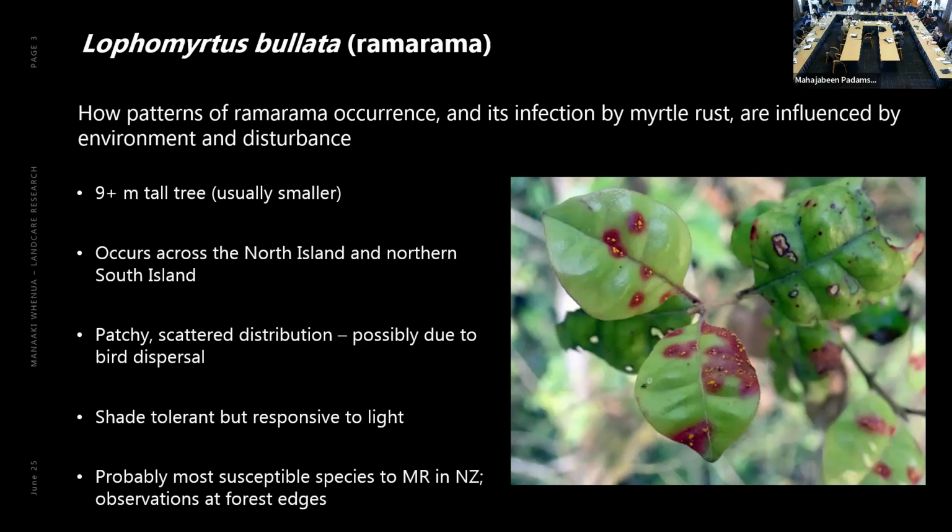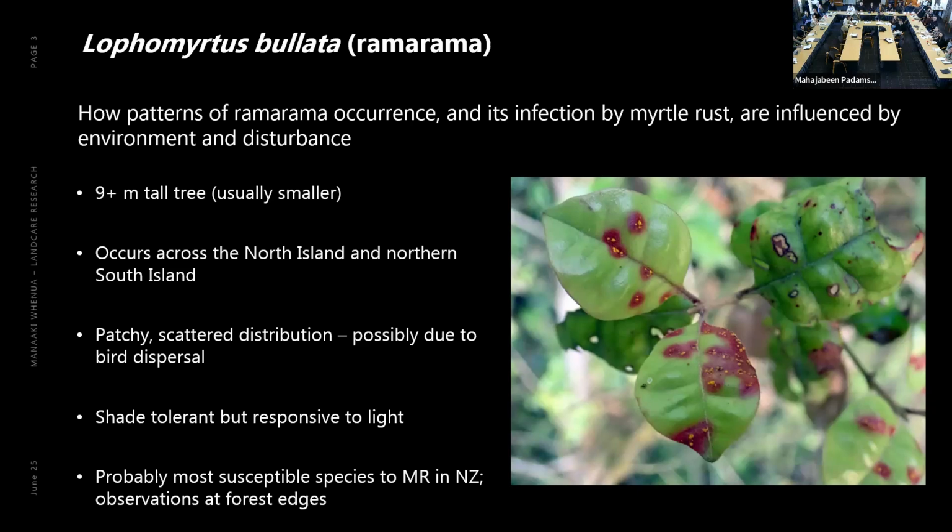We think this is because of the way it's dispersed by birds. There's a fleshy fruit that birds like. It's a shade-tolerant species, but it's responsive to light. And I've got down the bottom there, these slides are a little bit old, that it's probably the most susceptible species to myrtle rust in New Zealand. Definitely probably in the top 2. So this study started with us hearing about observations of higher infection of Lophomyrtus bullata closer to forest edges.